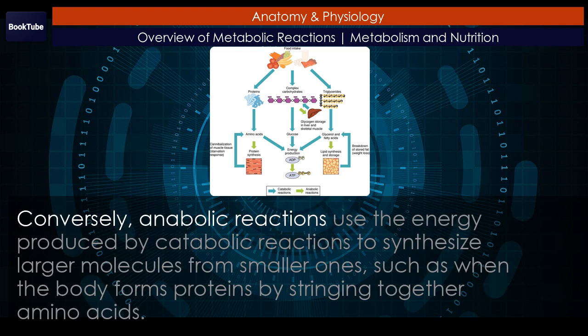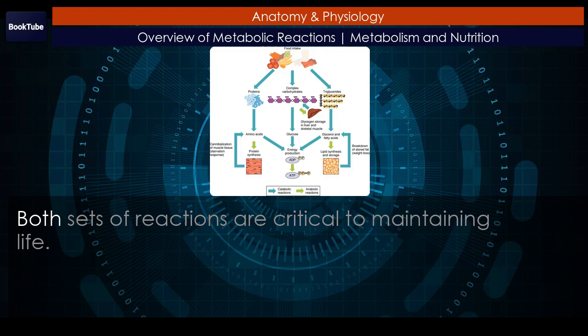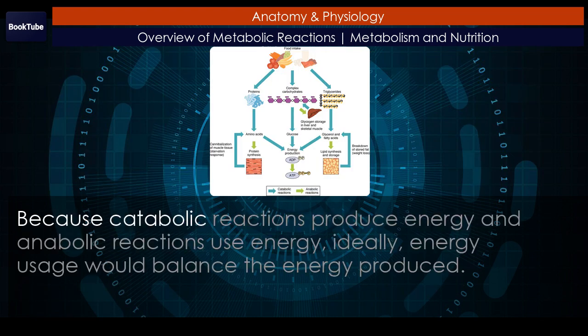Conversely, anabolic reactions use the energy produced by catabolic reactions to synthesize larger molecules from smaller ones, such as when the body forms proteins by stringing together amino acids. Both sets of reactions are critical to maintaining life. Because catabolic reactions produce energy and anabolic reactions use energy, ideally, energy usage would balance the energy produced.